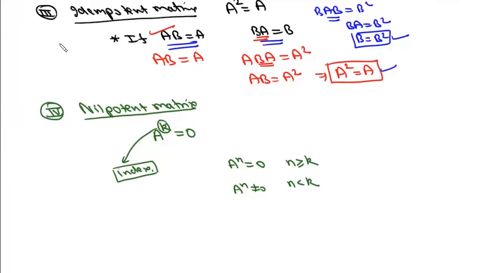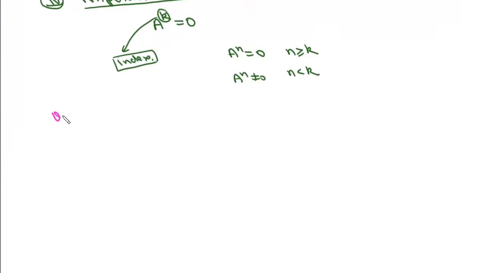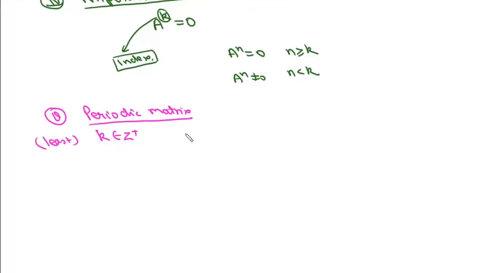All these three, involutory, idempotent and nilpotent matrices, have great application in binomial theorem expansion questions. Now this fifth one is periodic matrix. Now if there exists a least positive integer K, so it has to be the least positive integer K, such that A to the power K plus 1 is A, then we say this matrix A is periodic with period K.